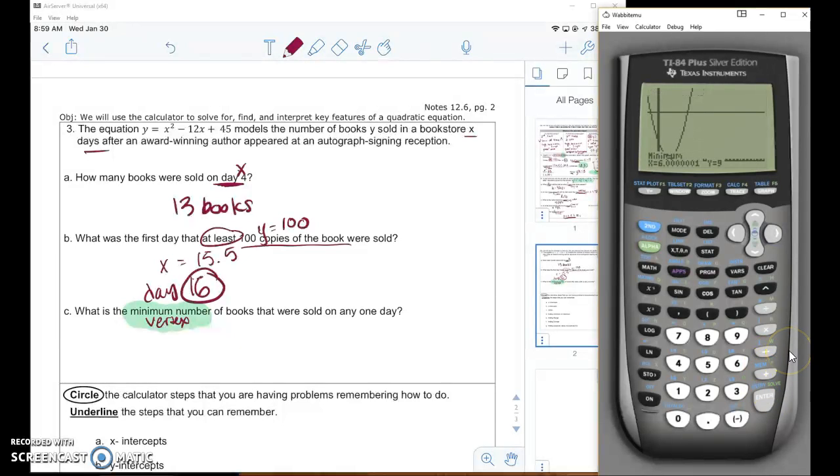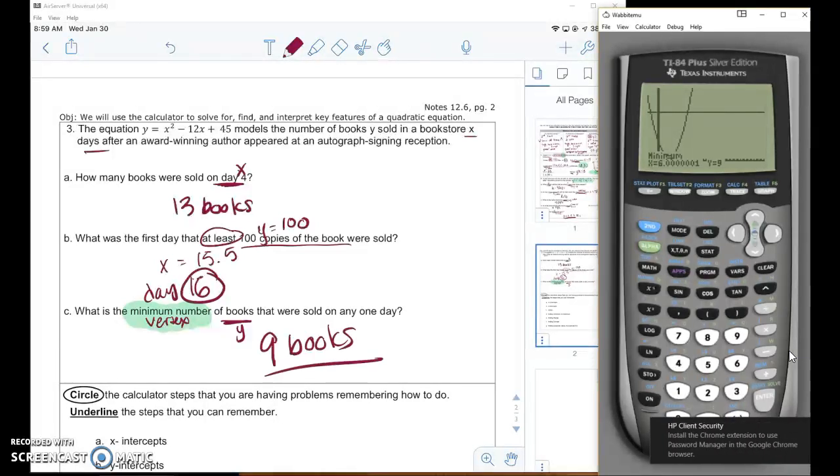And I get that the minimum number of books sold. Remember, number of books, that is a y value. So y equals 9 books on one day.